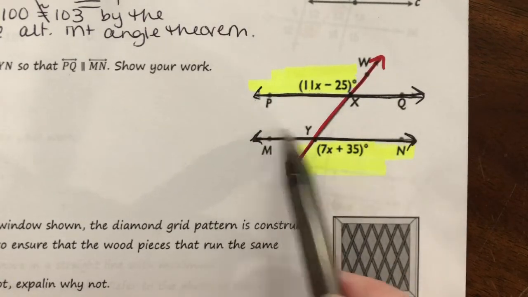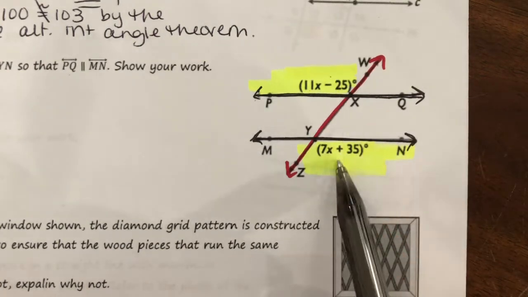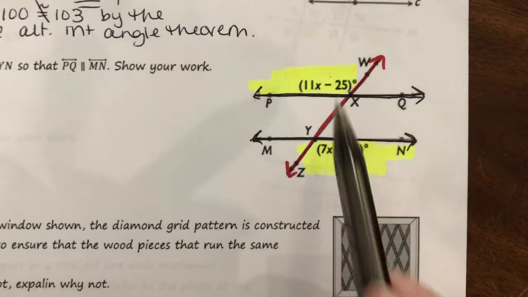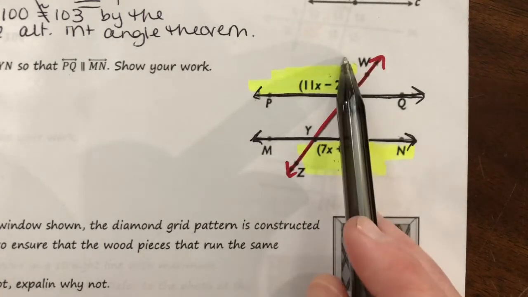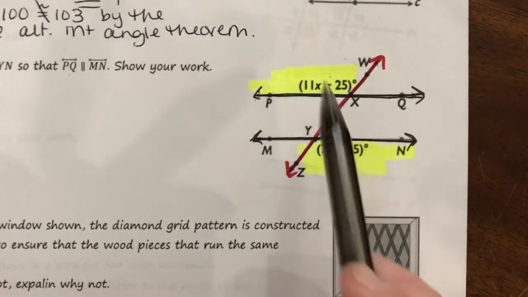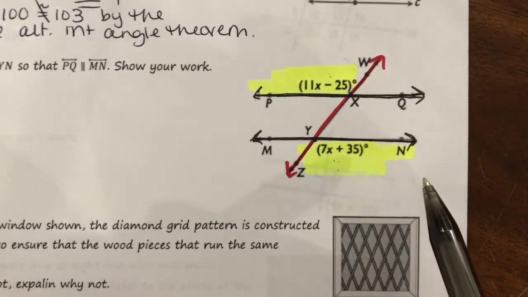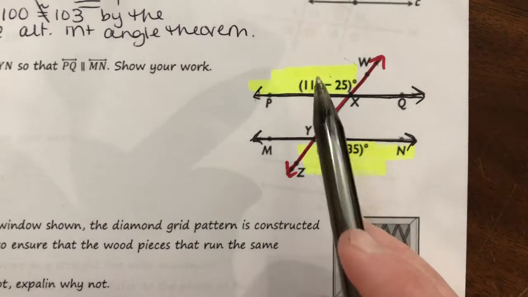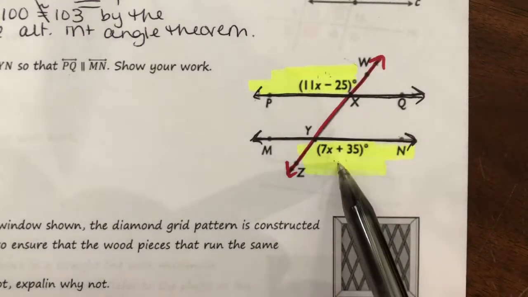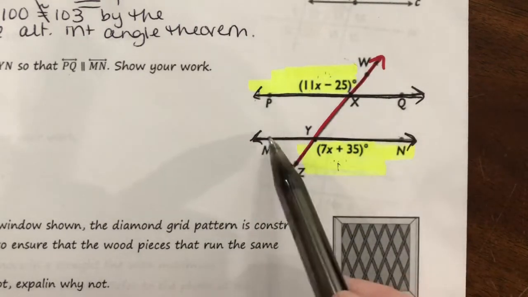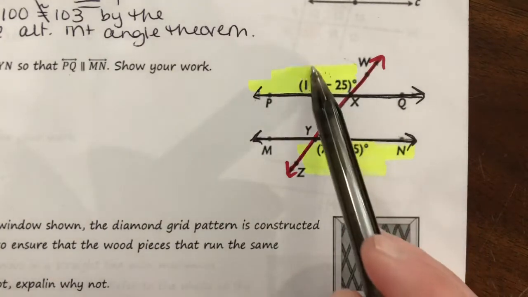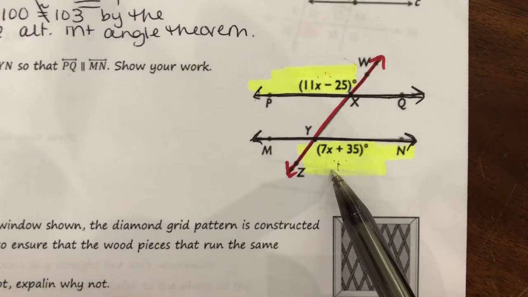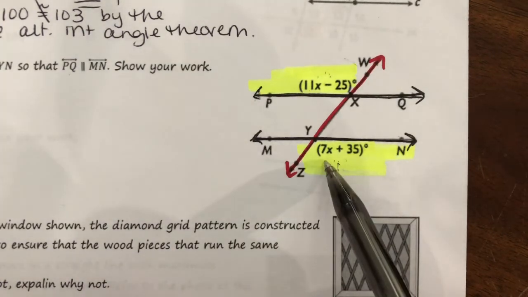If these lines are parallel, these two angles here, which is what I'm trying to find, are alternate exterior to this angle. When lines are parallel, alternate exterior angles are congruent by the converse alternate exterior angle theorem. If the angles are congruent alternate exterior angles, that means my lines are parallel. So all I'm going to do is set these equal to each other because they're supposed to be the same measure if they're congruent, solve for x, and plug it back in.